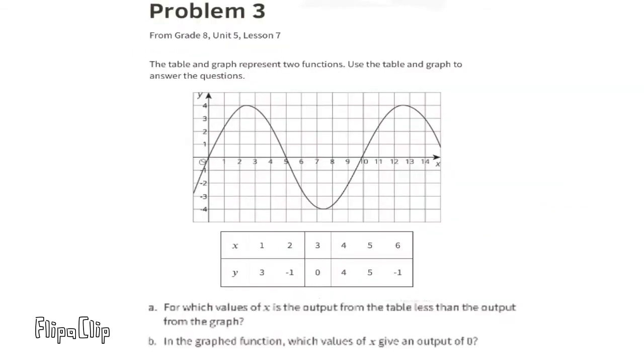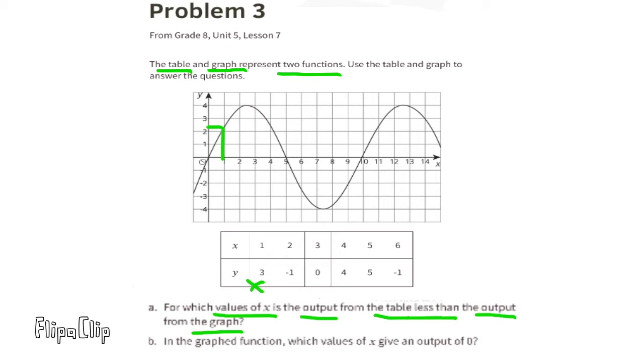Problem number 3 from 8th grade, Unit 5, Lesson 7. The table and graph represent two functions. Use the table and graph to answer the questions. A. For which values of x is the output from the table less than the output from the graph? On the table, when x is 1, y is 3. And on the graph, when x is 1, y is a little bit more than 2. I'd say no for this one because the table has a higher output than the graph.